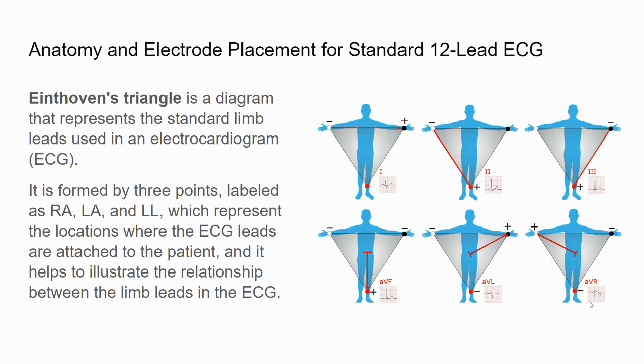So to confirm lead placement, we will look at that lead. If it's a negative deflection, then we most likely know that we are in the correct position. For example, if you see here though, leads 1, 2, and 3, those are all positive deflections.